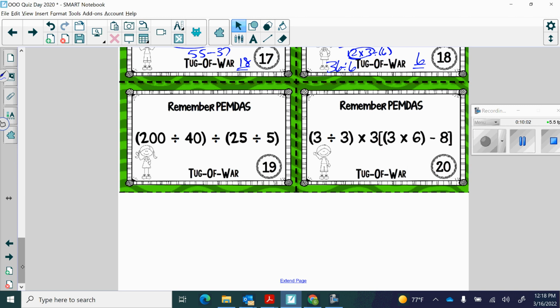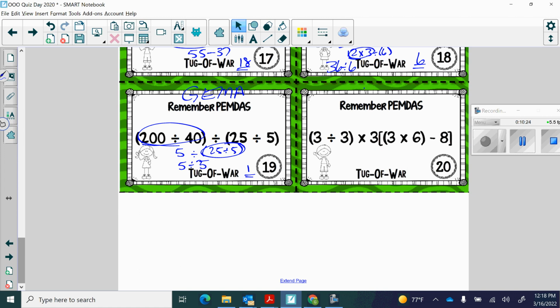Okay, our last couple. We do have a couple of groupings on this one again. So we'll start on the left. 20 divided by 4 gives us 5, divided by 25 divided by 5. This gives us one on the right, 5 divided by 5, or 1.